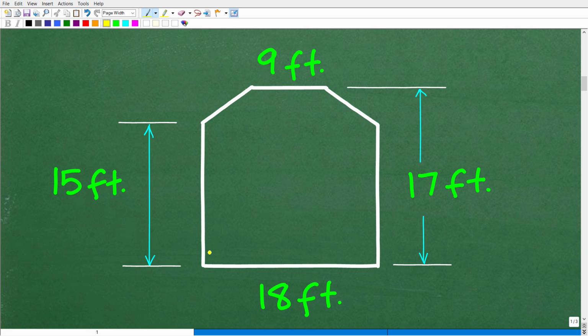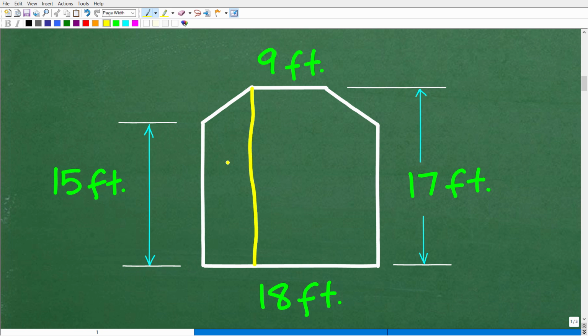So maybe we could do this. Maybe we can split it this way. So here we have a triangle, and we definitely have a formula to calculate the area of a triangle. But is that going to help us out? Because over here, this is still kind of an oddball shape. So maybe that's not a good way to split this figure. But there is another way, a better way. Maybe we could split it this way.